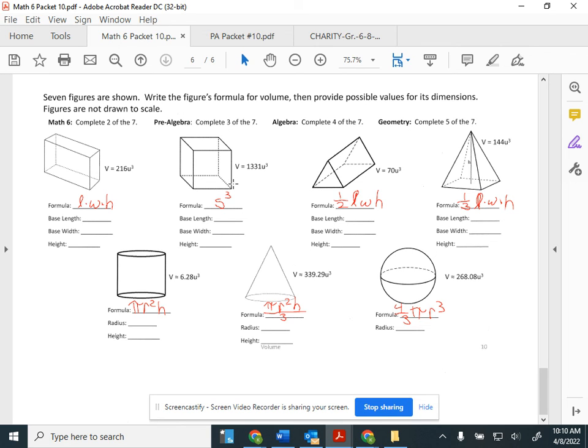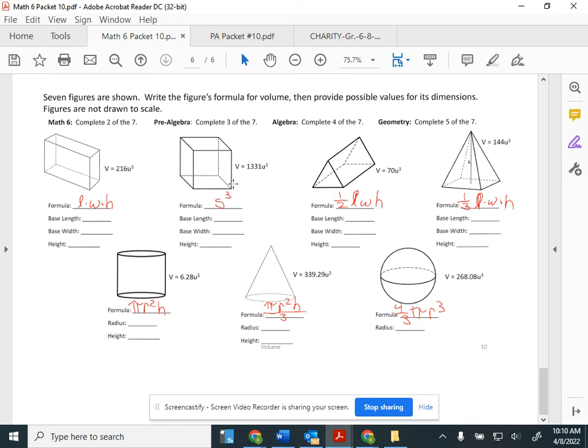For Math 6, you need to complete 2 of them. My challenge to you is to try to do more than just 2. Okay? Try to do more. This is going to prepare us for that math test coming up in a few weeks. So we want to work with these formulas. Try to get comfortable with working these formulas, finding the numbers that could fit into them. See how many of these formulas you can do.